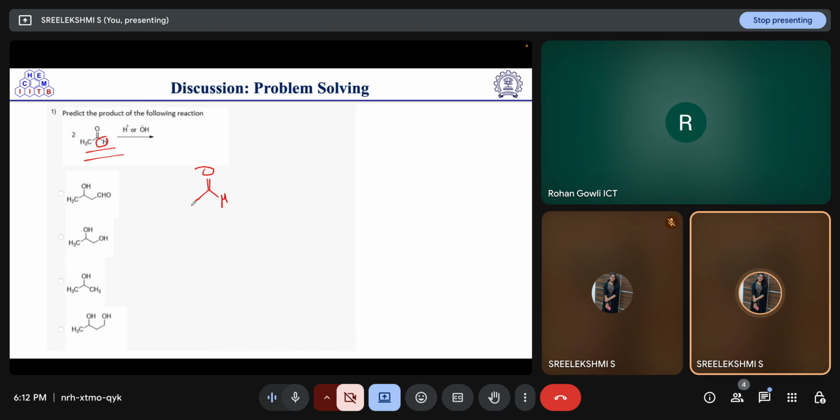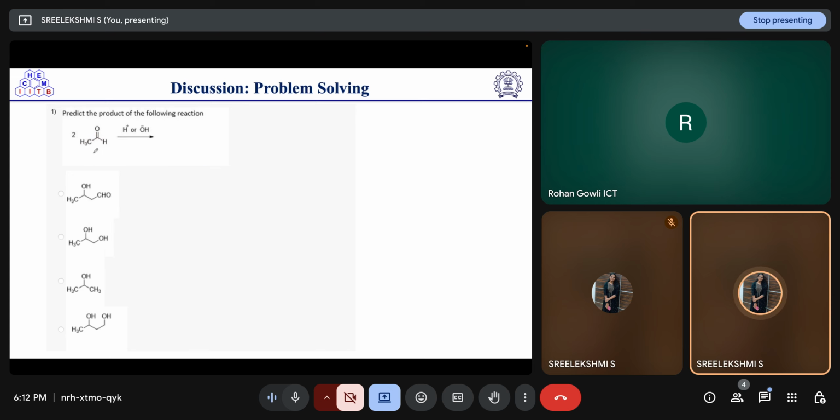But if we abstract this particular proton, the negative charge can come over here, and this will go here, and that will be somewhat stabilized into an enol form. Here will be a double bond, and this will exist as OH. Okay. So here there is no such stabilization. So this alpha proton is more acidic than this aldehyde proton.